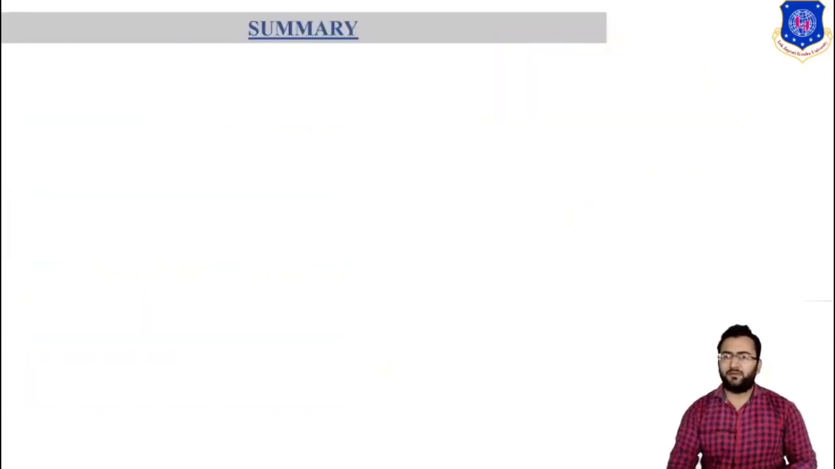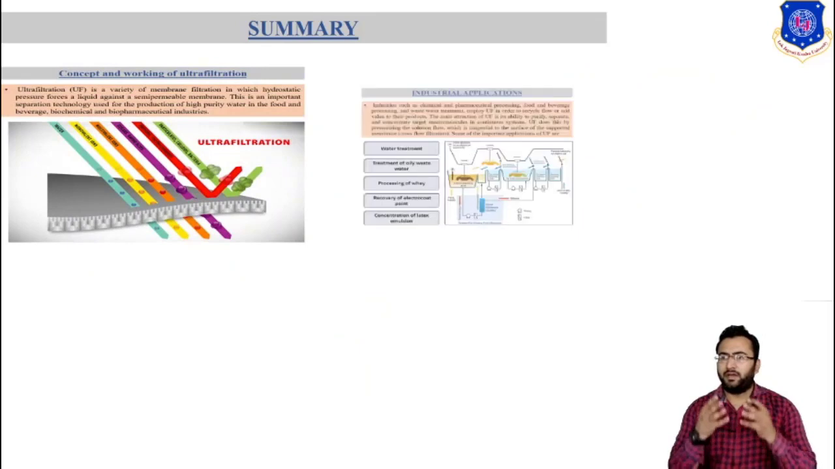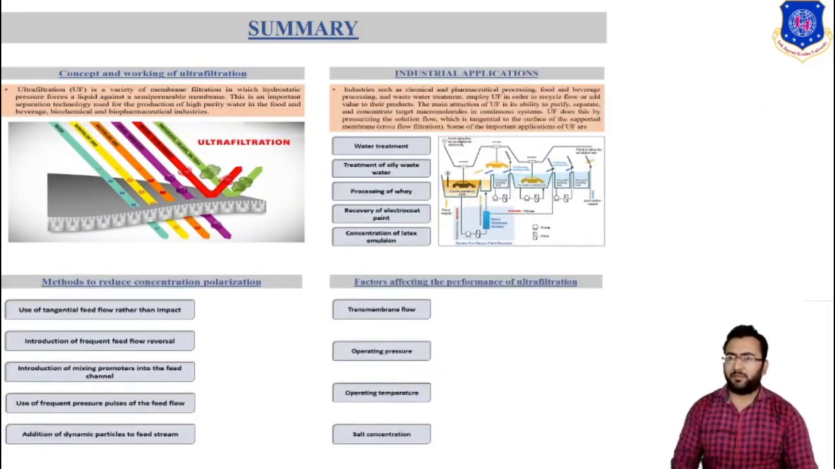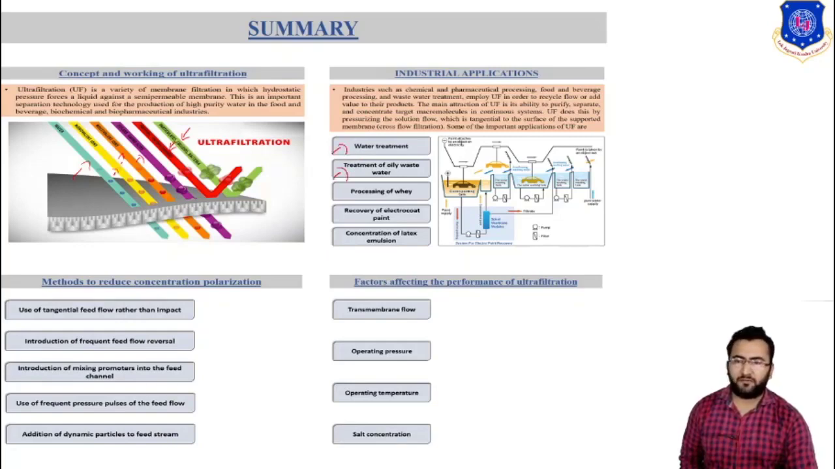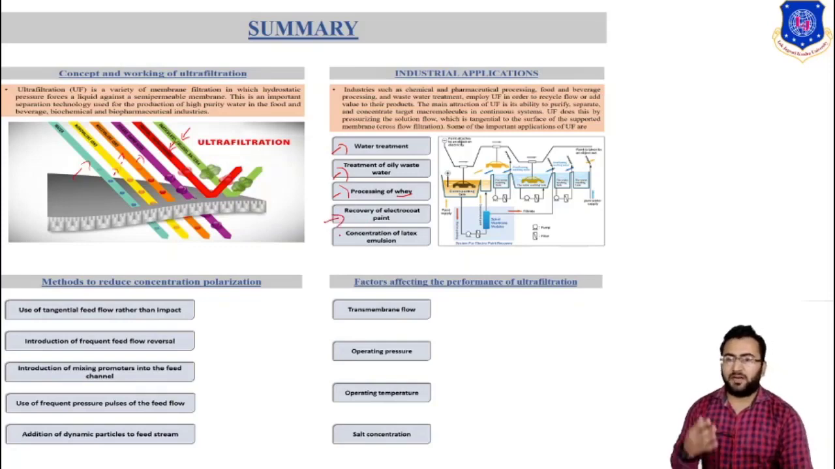So in this lecture, we have discussed various concepts of the working of the ultrafiltration membrane, which can pass water, multi-ions, ions and acids, but will reject proteins, polysaccharides, various particles, colloids and bacteria. Then we discussed various applications of ultrafiltration, such as wastewater treatment, treatment of oily wastewater, processing of whey, which is a byproduct of cheese, recovery of electrocoat paint and concentration of latex emulsion.